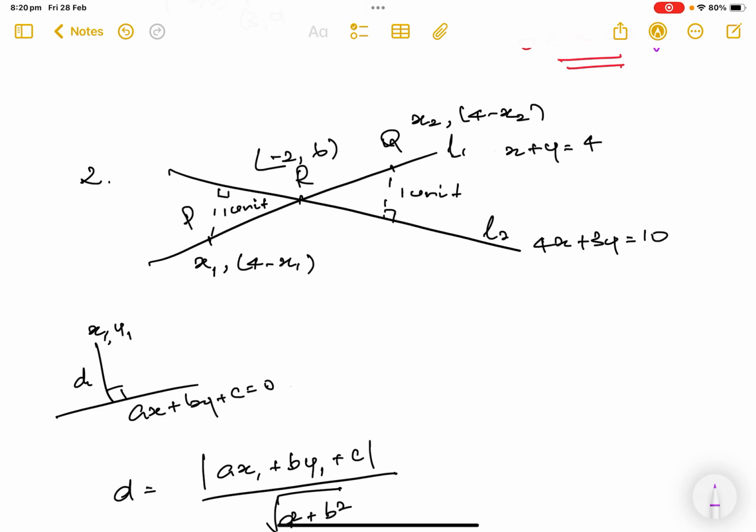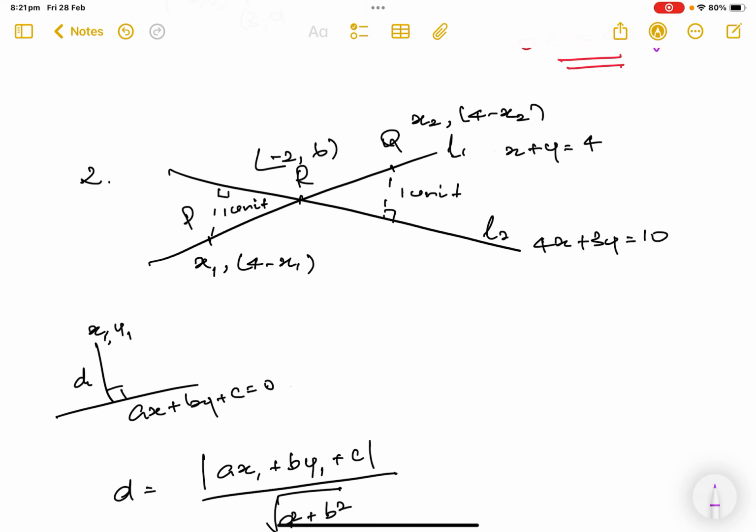The first equation, L1, x plus y equal 4, has a gradient of minus 1. For 4x plus 3y equals 10, the gradient is minus 4 over 3. So it's not equal. If they were parallel, the gradients should be equal, but they are not. So the only other option is that they cross each other.